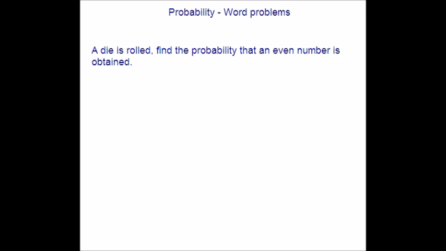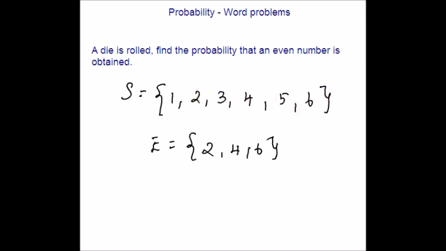There are 6 faces in a die. So what would be the outcome if you are rolling a die? There are possibilities for any face to come. So I can write it as {1, 2, 3, 4, 5, 6}. So this is the sample space. Let E be the event that an even number is obtained. So what are the even numbers? 2, 4, 6.